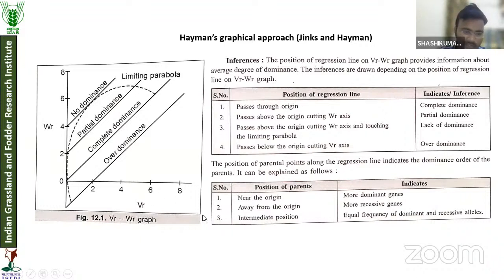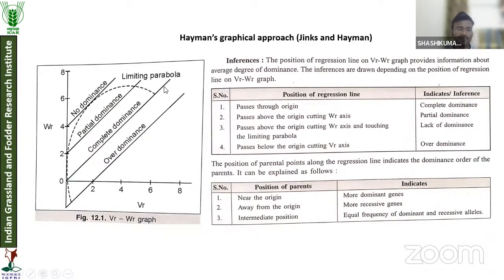So you develop a Vr and Wr graph, and there you get a regression line. If the regression line passes through the origin, then it is complete dominance. If it passes above the origin, cutting the Vr axis, then it is partial dominance. If it is touching the limiting parabola, then there is a lack of dominance. If it is below the origin, then it is called over dominance. Also, the different positions of parental points along the regression line indicate the dominance order of the parents. If the parental points come near to the origin, then they carry more dominant genes. If they are away from the origin, they carry more recessive genes. At an intermediate position, there is an equal frequency of dominant and recessive alleles.